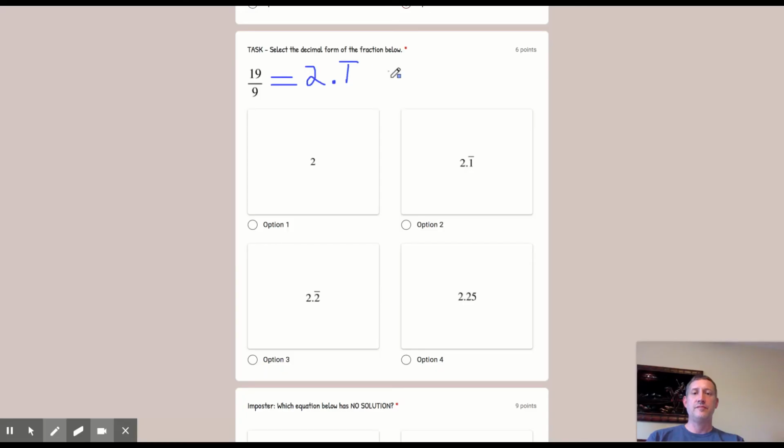You have a remainder of 1, and you're dividing by 9. Number 9 is your repeating decimals.